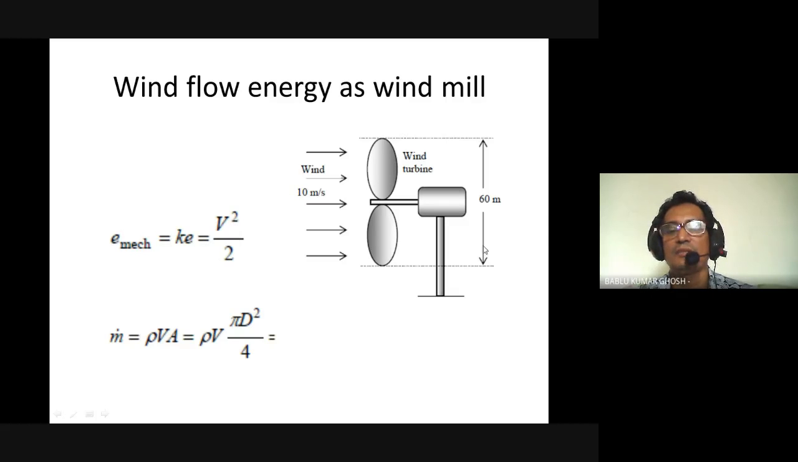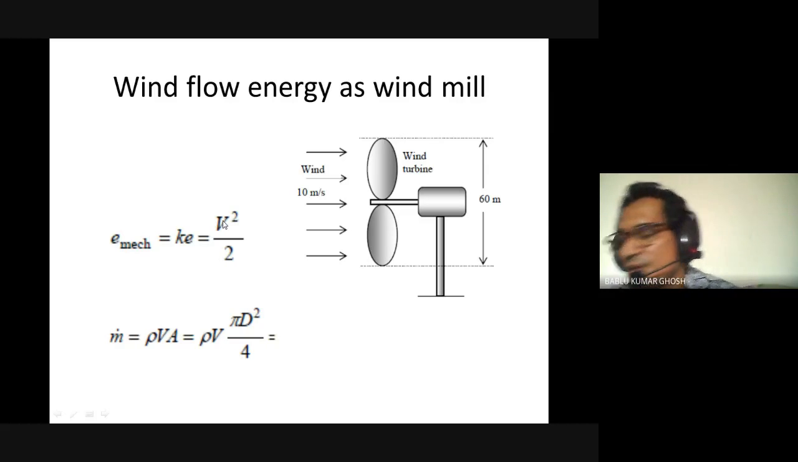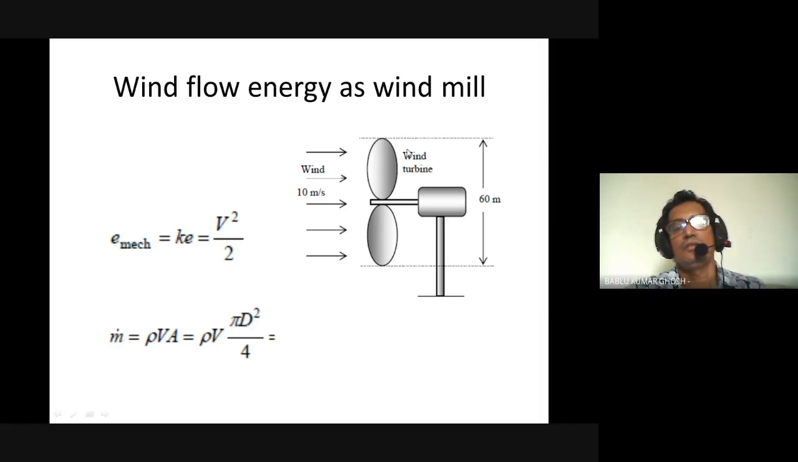Say the diameter of the blade is fixed. Then the density is also fixed. Then for a particular system, the diameter or cross-section area is also fixed. What is the variable parameter? Only the velocity of air. Velocity of air is variable. So depending on this velocity, you can develop different energy.